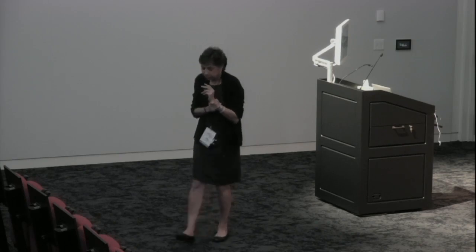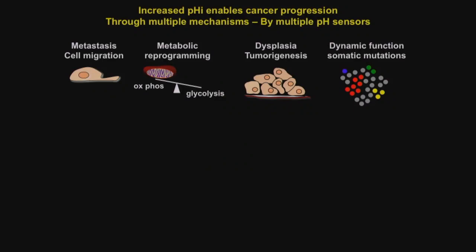So we'll spend more time talking about cancer. And we've been showing how this increase in intracellular pH enables cancer progression and behaviors through multiple mechanisms and by multiple pH sensors. So four of the mechanisms that we've predominantly focused on are metastasis and cell migration. And that's actually part of how I met Jonathan Cooper, sitting up there.